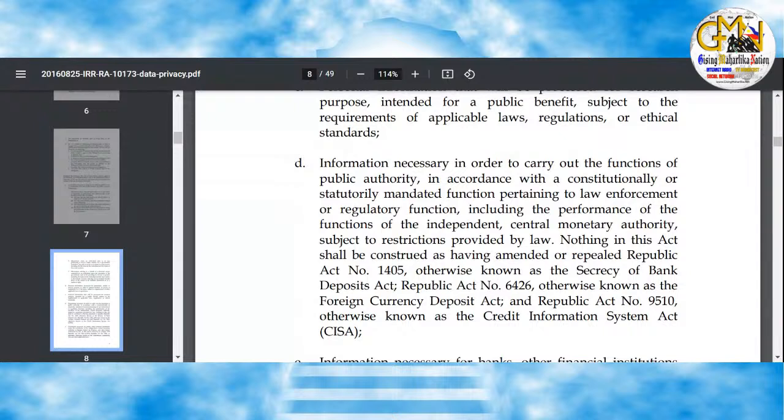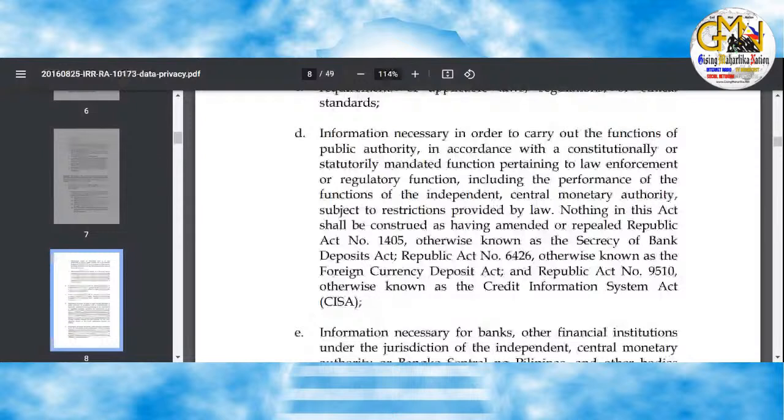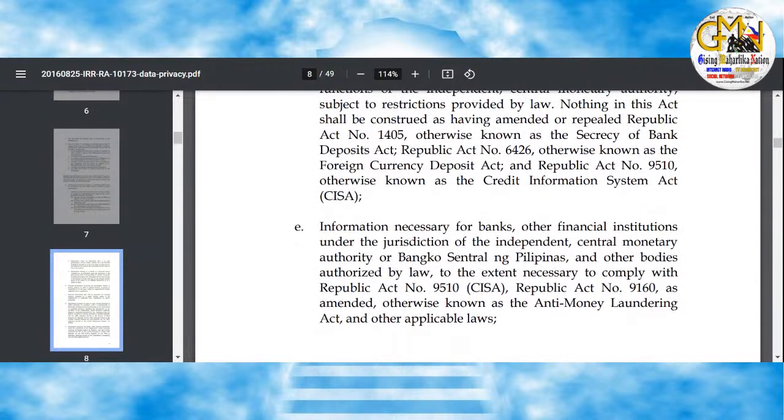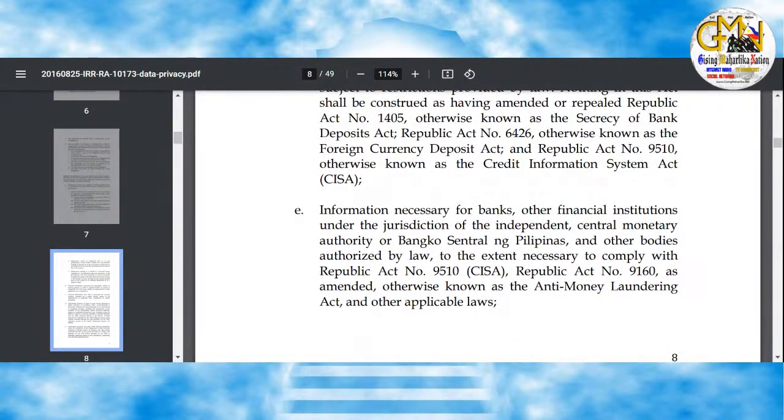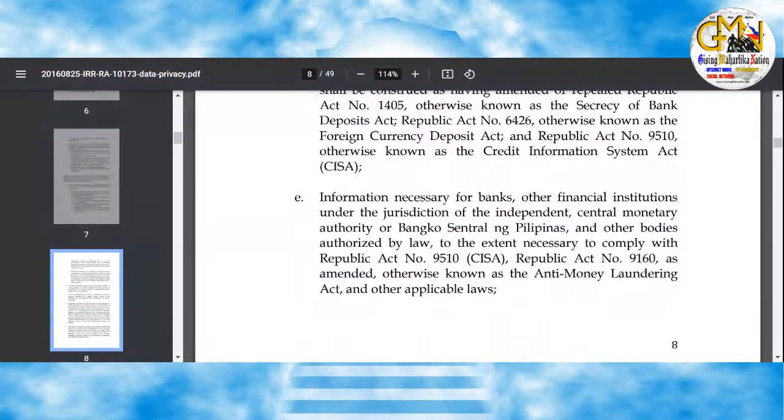Nothing in this Act shall be construed as having amended or repealed Republic Act Number 1405, otherwise known as the Secrecy of Bank Deposits Act, Republic Act Number 6426, otherwise known as the Foreign Currency Deposit Act, and Republic Act Number 9510, otherwise known as the Credit Information System Act or CISA. Letter E. Information necessary for banks, other financial institutions under the jurisdiction of the independent central monetary authority or Bangko Sentral ng Pilipinas, and other bodies authorized by law, to the extent necessary to comply with Republic Act Number 9510 or CISA, Republic Act Number 9160 as amended, otherwise known as the Anti-Money Laundering Act, and the other applicable laws.